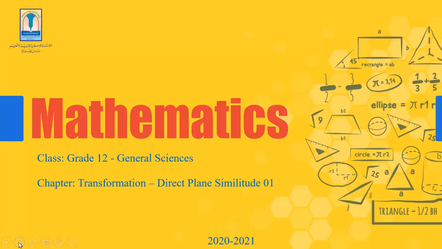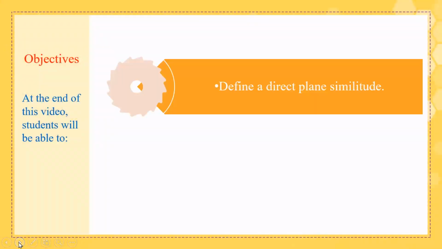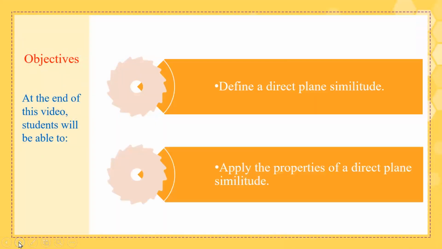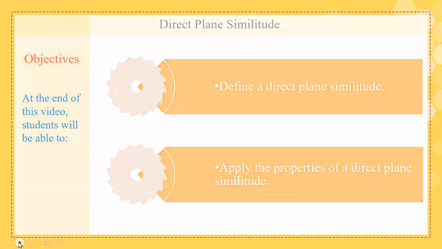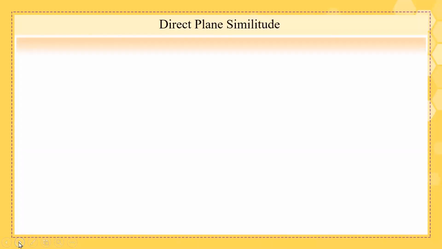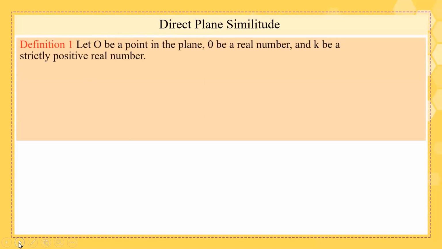In this video we are going to talk about the last type of transformation, which is called the direct plane similitude, and this is the first part. Here are the objectives. Define a direct plane similitude. Apply the properties of a direct plane similitude. First, we are going to define a direct plane similitude.